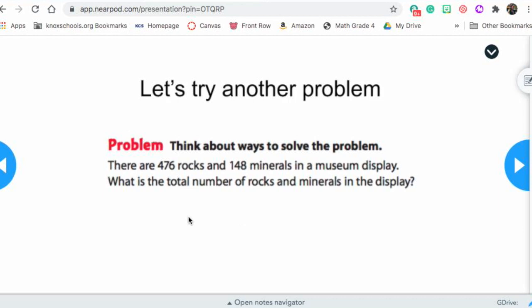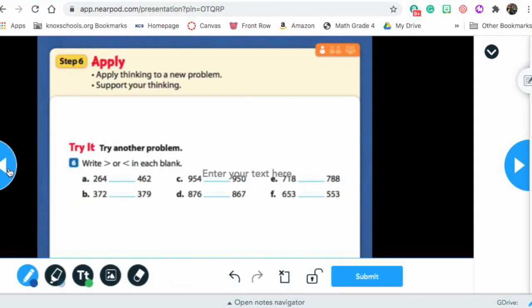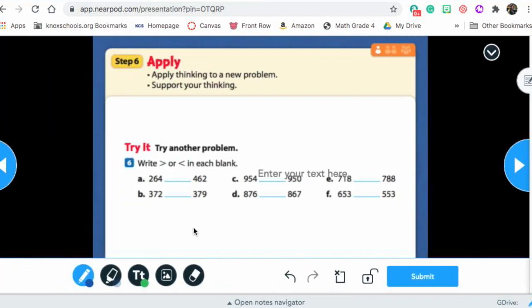But when you get to the page that says apply, right here, this is where you are going to get graded, because you should have been paying attention well enough in the previous slides that when you get to this slide, you can understand what it is that you are doing.